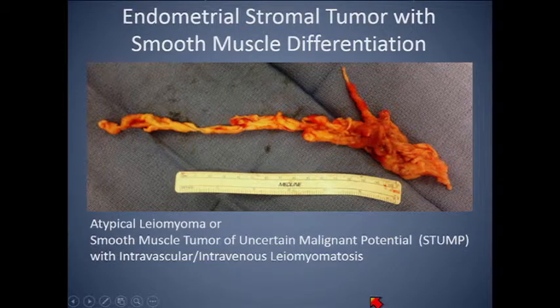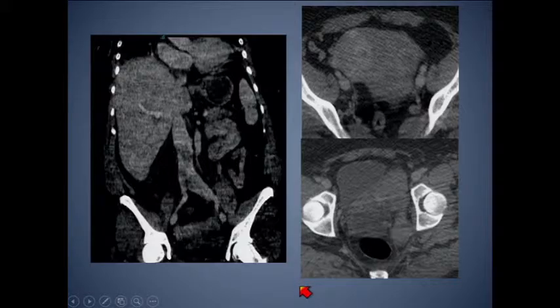And this is the quote from my surgeon: "This is the monster I pulled out of her heart and her IVC." This came back as an endometrial stromal tumor with smooth muscle differentiation, read out as either an atypical leiomyoma or smooth muscle tumor of uncertain malignant potential with intravascular leiomyomatosis. The big differential would be to differentiate this from an IVC sarcoma, but none of this was attached to anything. It was all free-floating. It wasn't attached in the heart or anything else.